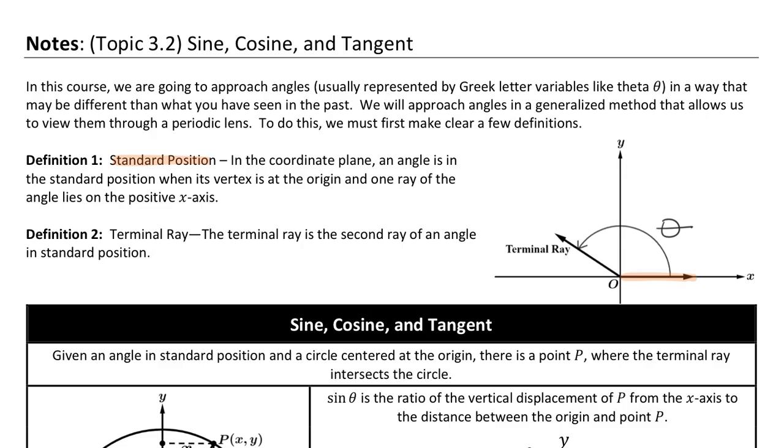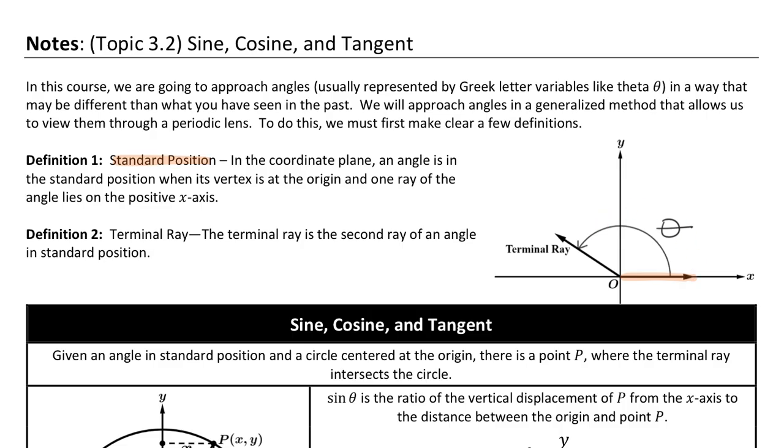Theta can be an acute angle. Theta could be a right angle. Theta could be obtuse. It could be straight. It could be larger than 180. It could be larger than 270. It could even go all the way around and be larger than 360. So we're always going to make sure that our angles are starting on the positive x-axis and reaching a terminal ray in some quadrant.